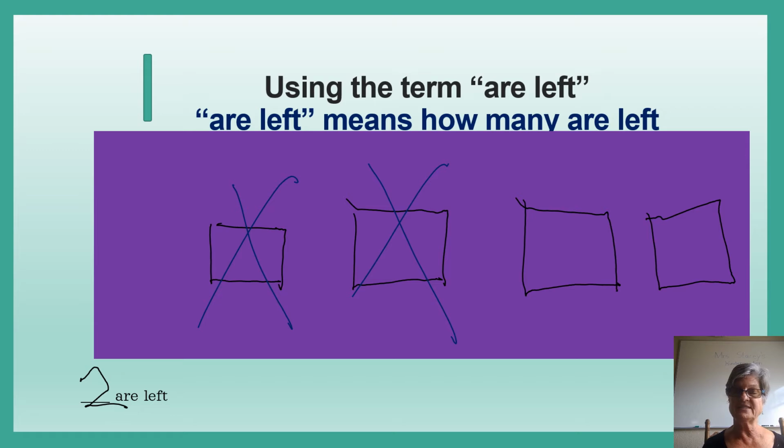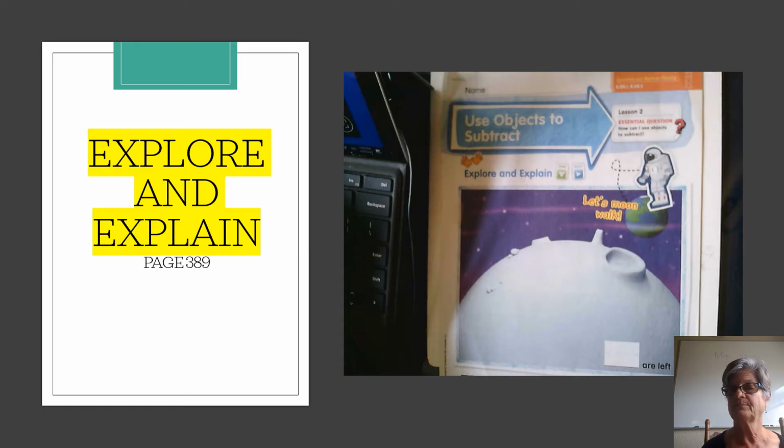Now those are just examples. Now you need to make sure you have your page 389 in front of you for the next problem that we're going to do. You need to have a pencil and 2 crayons again. So let's continue. This page is Explore and Explain.